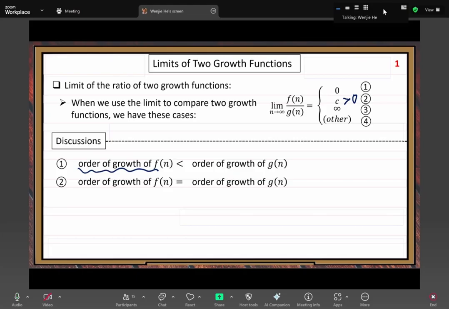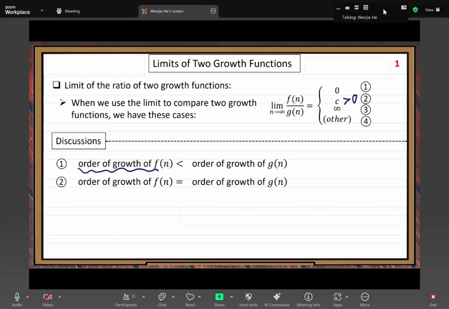And when I talk about how do we put those classes in one particular category? I said, if a function is scaled by any non-zero constant, let's say a positive constant, if a function is scaled by any positive constant c, then they are in the same category.